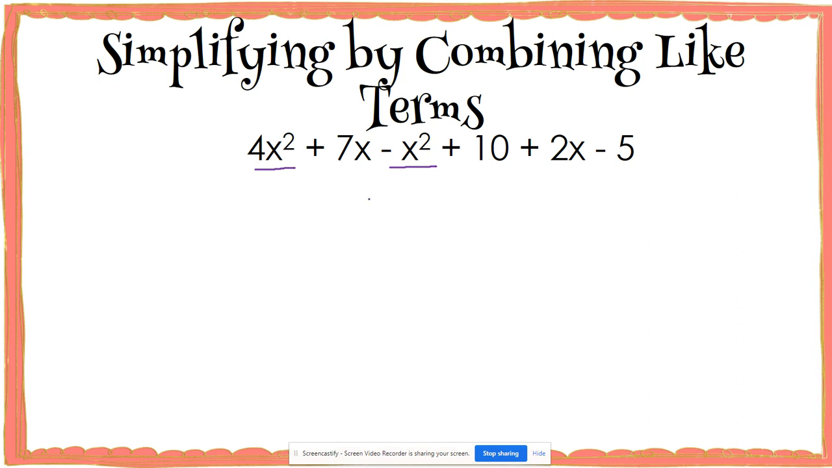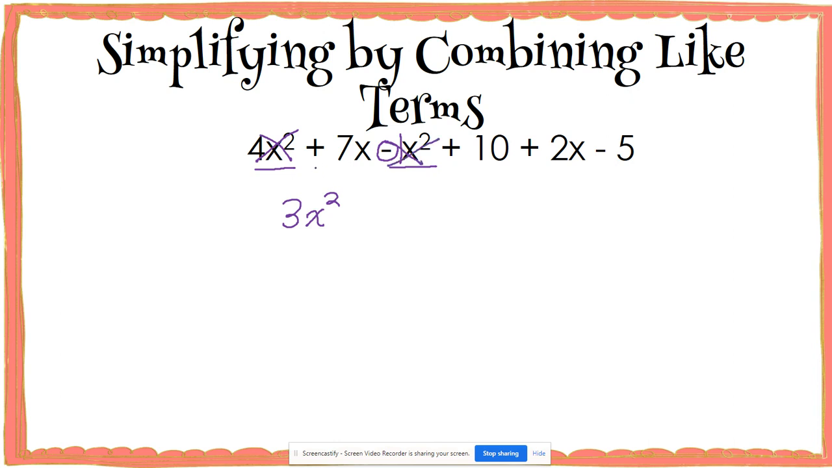Well, the minus sign in front of this tells me that I'm subtracting, and I need to subtract my coefficients. Well, we need to remember that when we don't see a coefficient in front of a variable, that actually means that there's an invisible 1. So this is like saying 4x squared minus 1x squared, and that would give us 3x squared. So now these will go away because they have been combined.